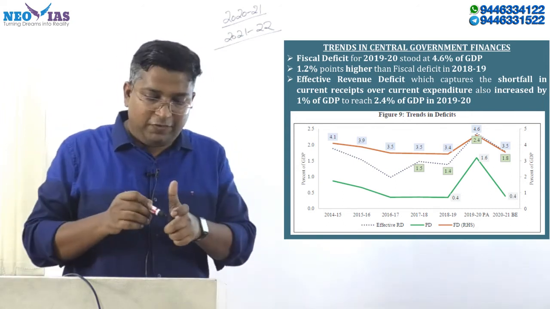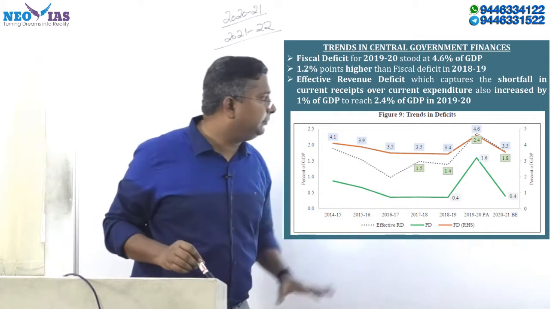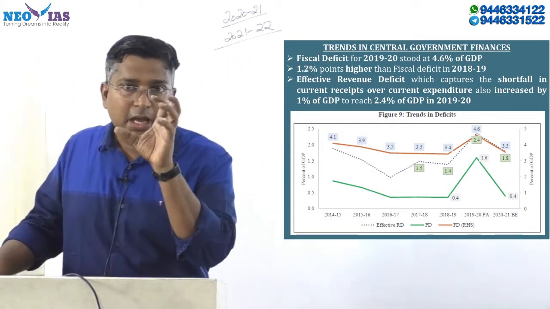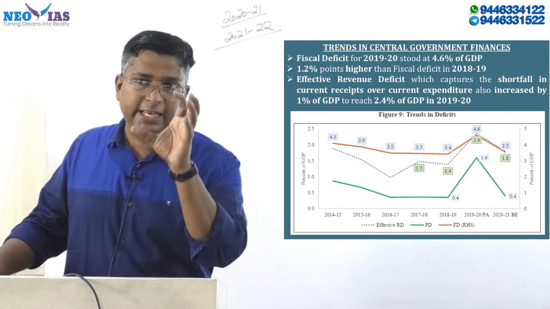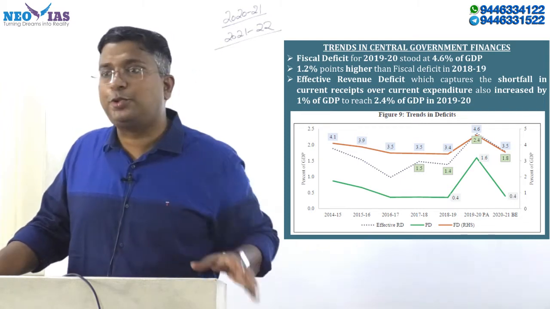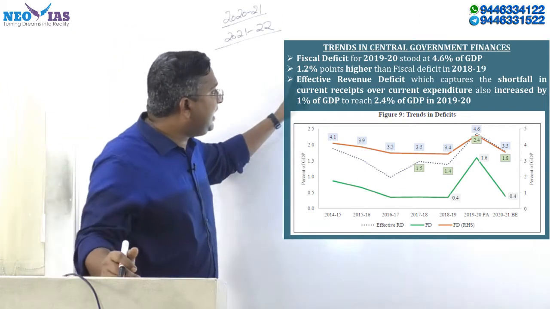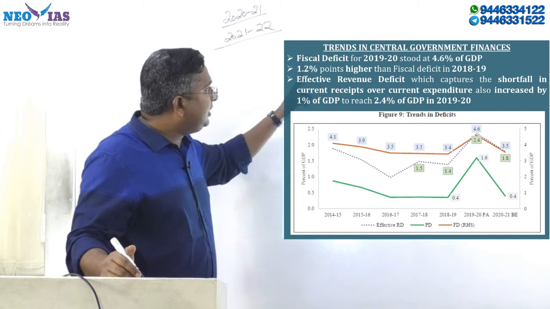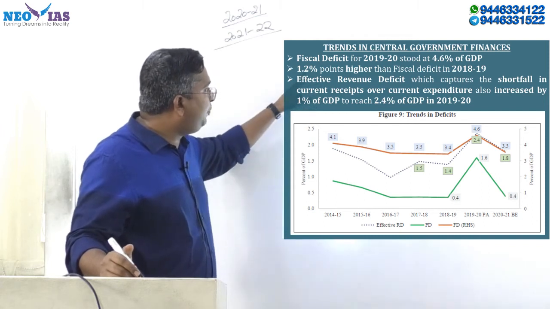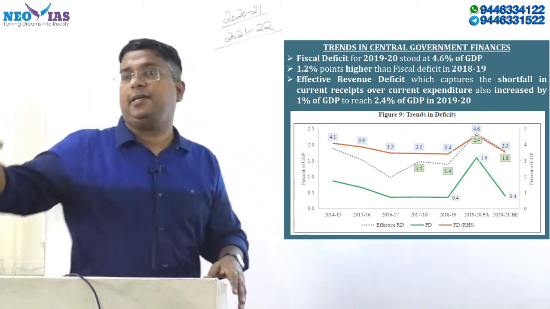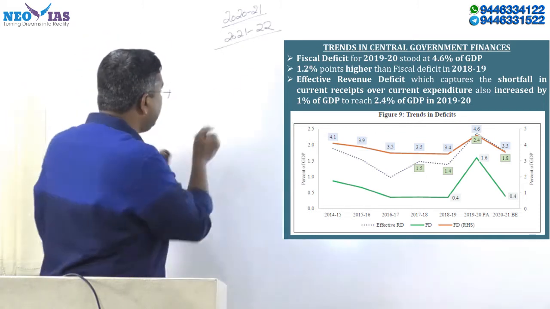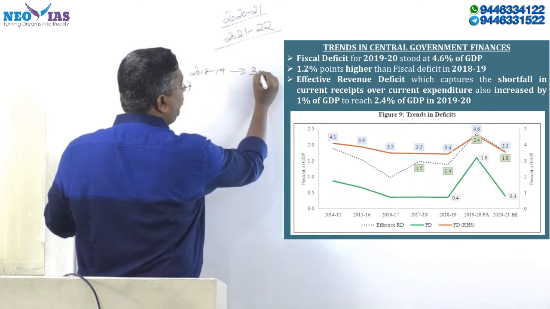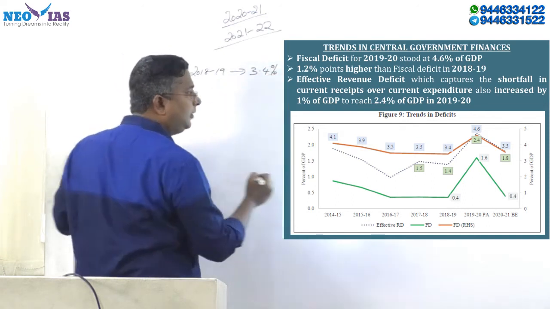So we have to see this trend. If the Economic Survey is projecting or saying something explicitly, you are supposed to know. The Economic Survey says that compared to 2018-19, the 2019-20 fiscal deficit is 1.2 percentage points higher. So it means that in 2018-19, the fiscal deficit is 3.4%.